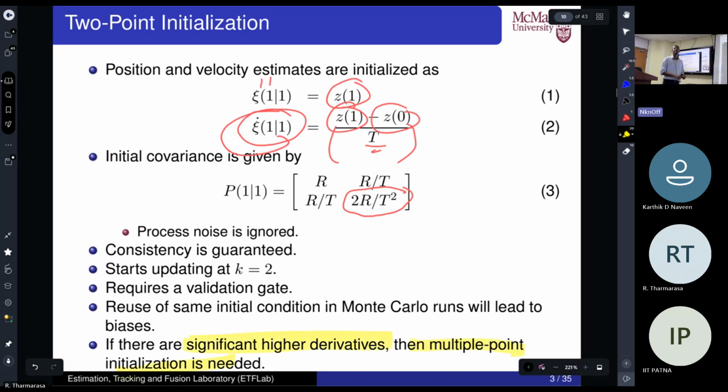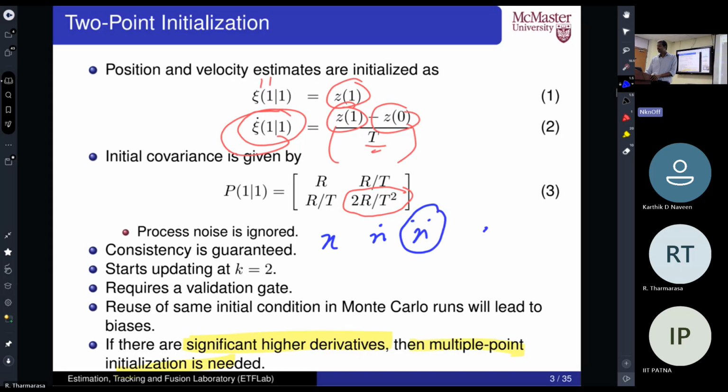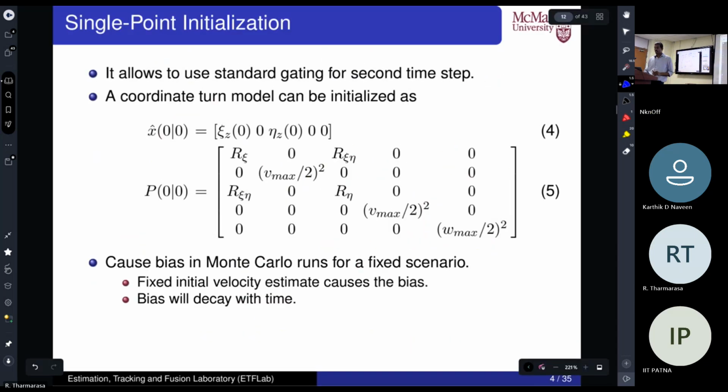If you use a constant acceleration model, not a constant velocity model, then what do you need? You need to have x dot, x double dot. In order to initialize this, you may need 3 points instead of 2 points. Okay, that's what it says. Okay, but in practice, we don't do that.